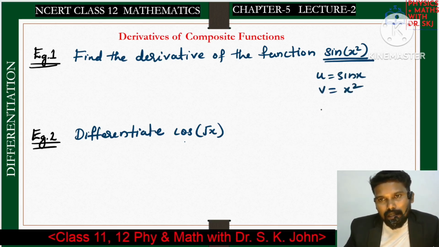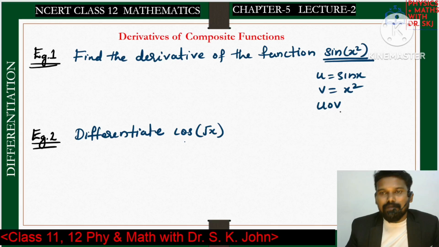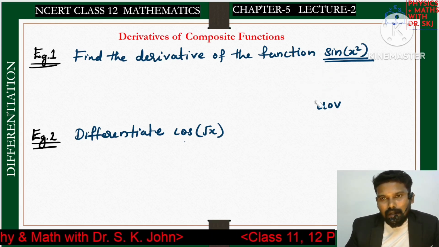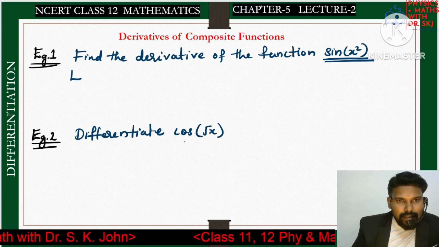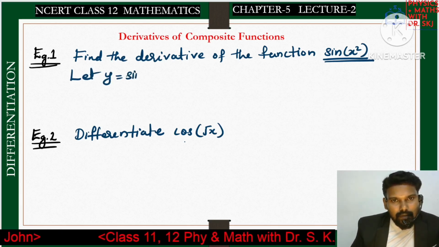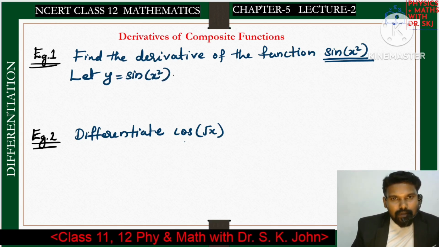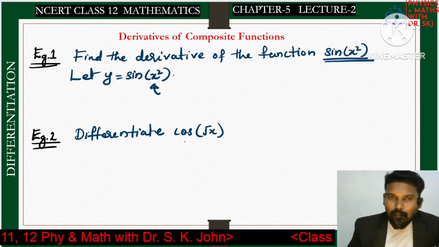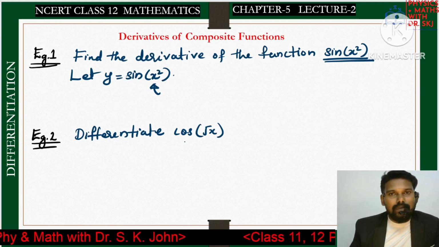And this function is nothing but u composition v, right? So how to differentiate this function? I will explain that. Let y equal to sine of x square. This is a composition of sin x and x square, right?